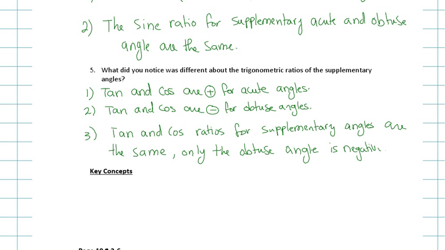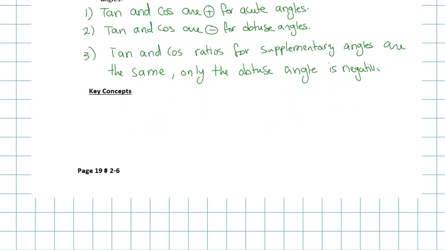The key concept, guys, is very important for you to understand because it's going to make your life easier when you're looking at the angles and deciding what your answer should be and whether your answer is correct or wrong. So, sine is positive for both acute and obtuse angles.